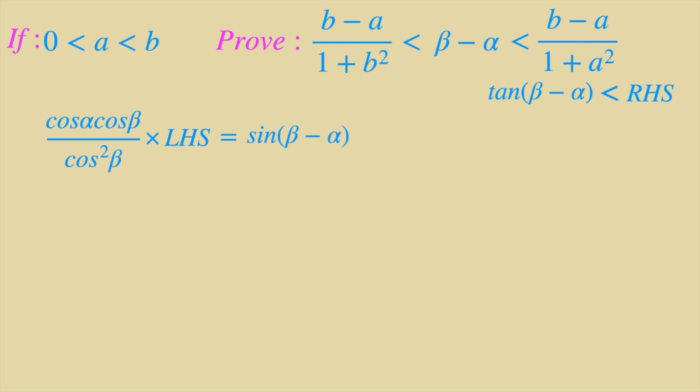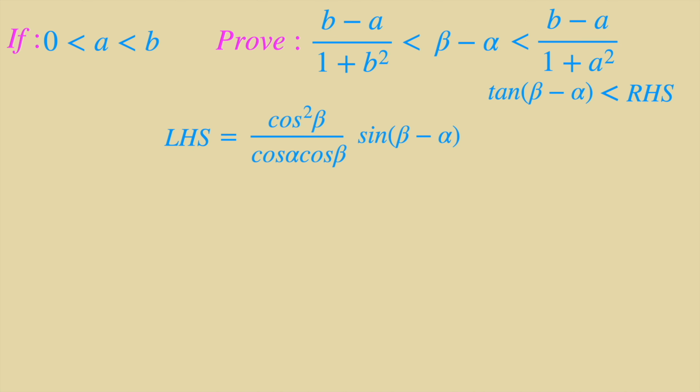What a marvelous calculation! So the fraction on the left-hand side equals cosine squared beta over cosine alpha cosine beta times sine of beta minus alpha. And cosine beta can be reduced, so it can be simplified as cosine beta over cosine alpha times sine of beta minus alpha.